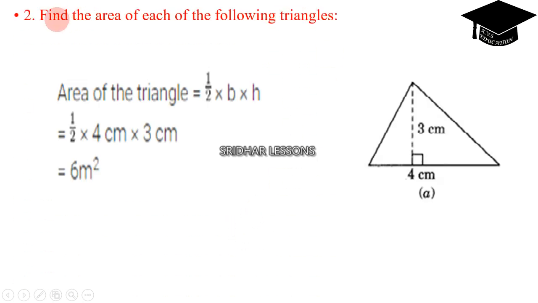Next, question number 2. Find the area of each of the following triangles. We know the formula for the area of a triangle is 1 by 2 into BH. Here the value of B is 4 centimeters and the value of H is 3 centimeters. That is 1 by 2 into 4 into 3. Upon cancellation, we have got the value 6 centimeters square. This is a typing mistake, 6 centimeters square. I don't mind admitting my mistakes. This is a typing mistake.